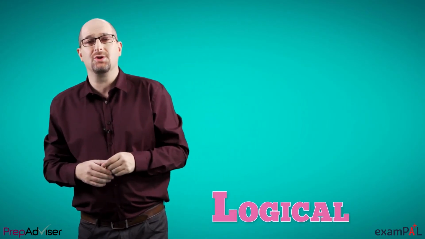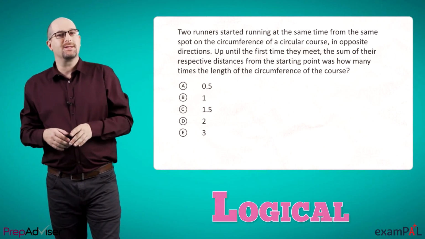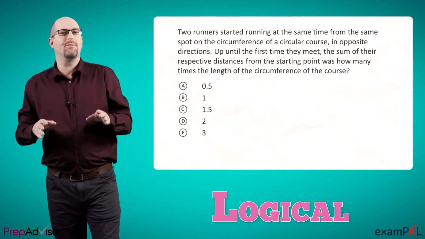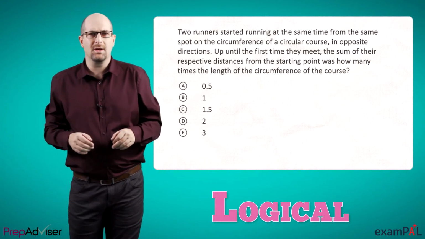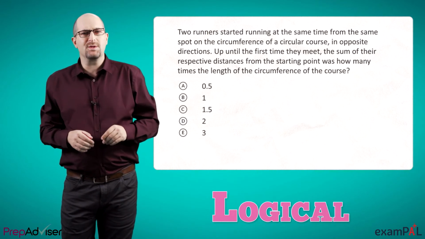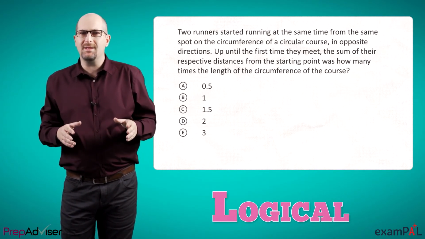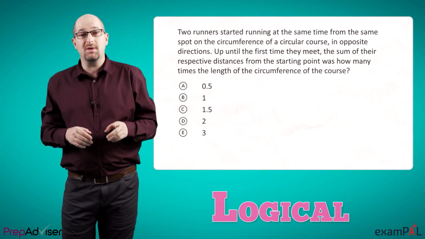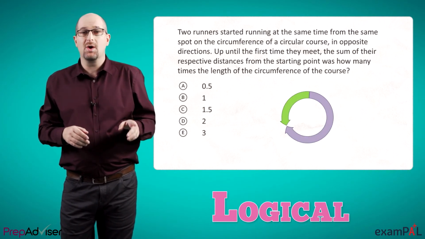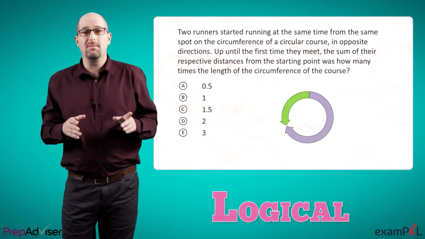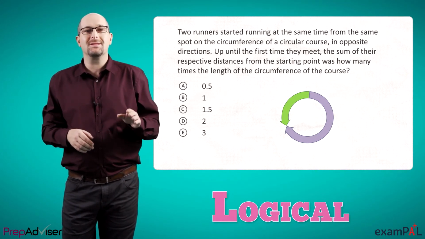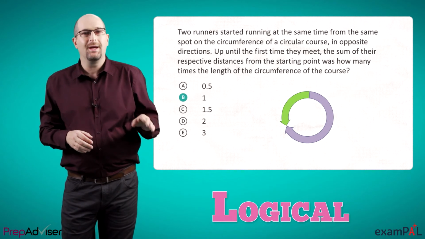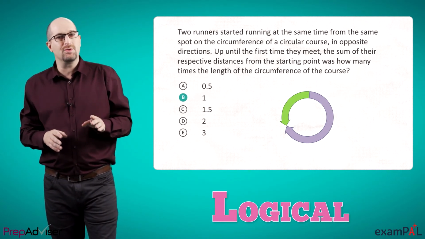Another option we have, when there are no numbers available, is taking the logical approach and not using any numbers at all. For example, 2 runners started running at the same time from the same spot on the circumference of a regular course, in opposite directions. Up until the time they meet, the sum of their respective distances from the starting point was how many times the length of the circumference of the course. Now, by the time the runners first meet, one will have completed part of the circumference while the other will have completed the rest of the circumference, meaning that together they completed the distance of the circumference exactly once. Here we managed to solve the question without using numbers at all.